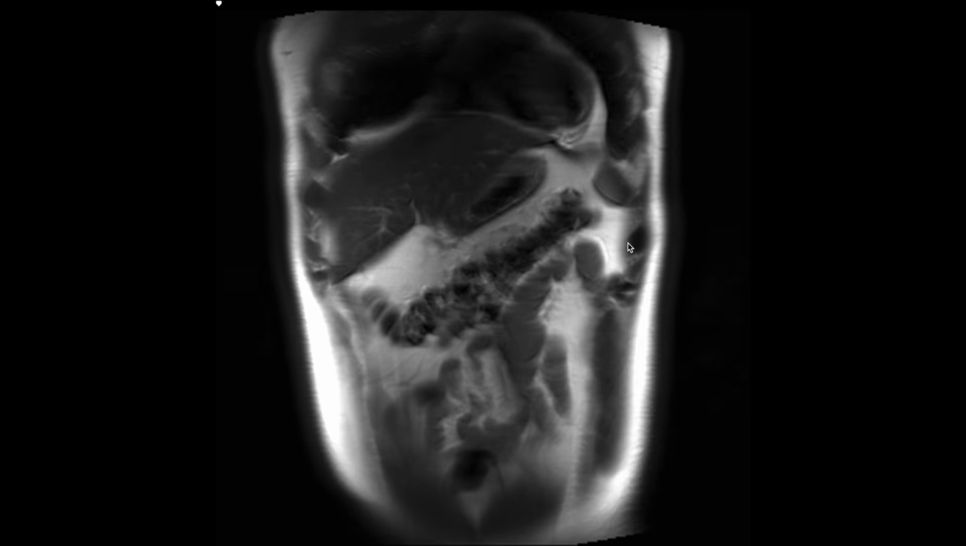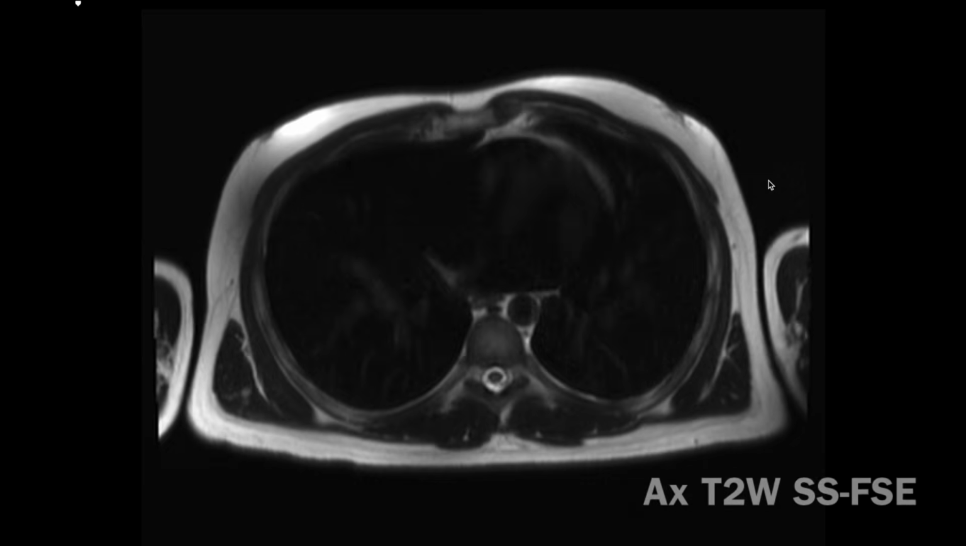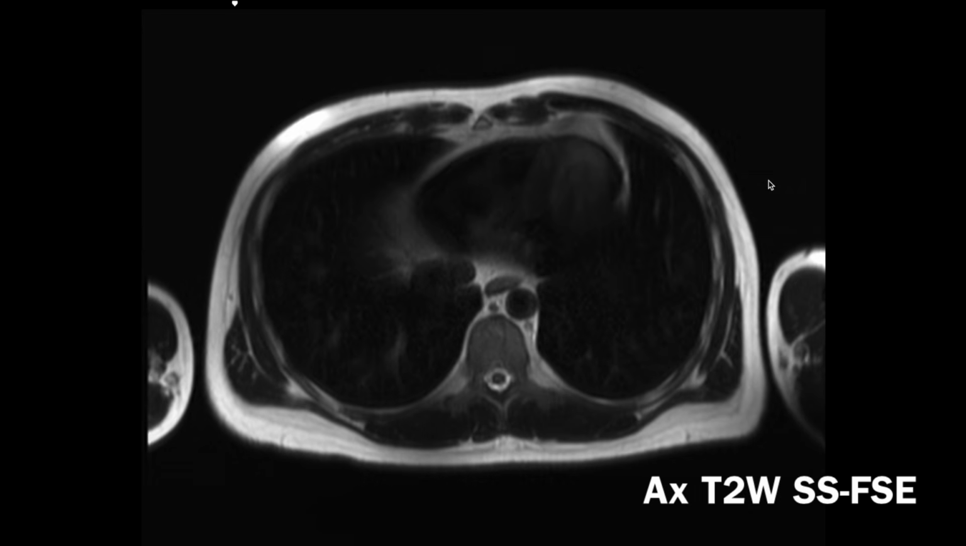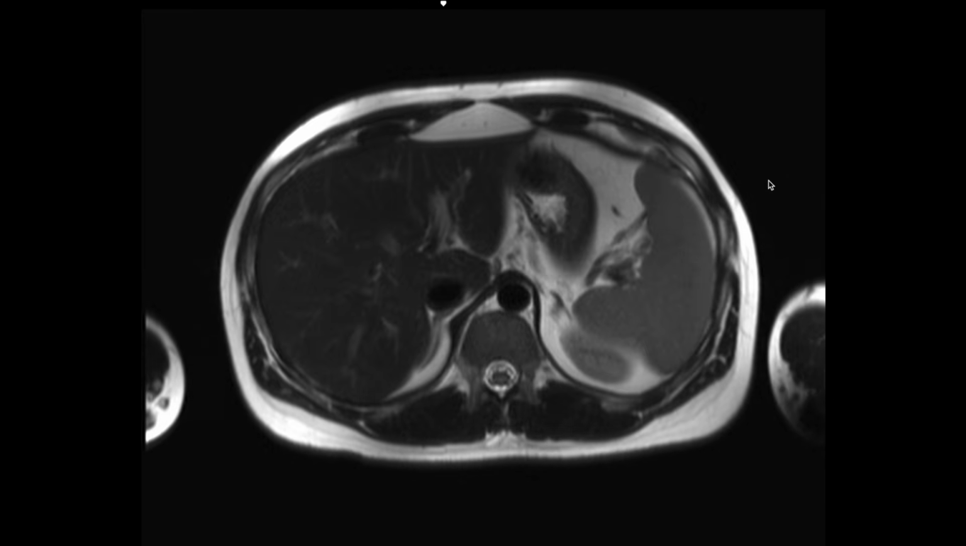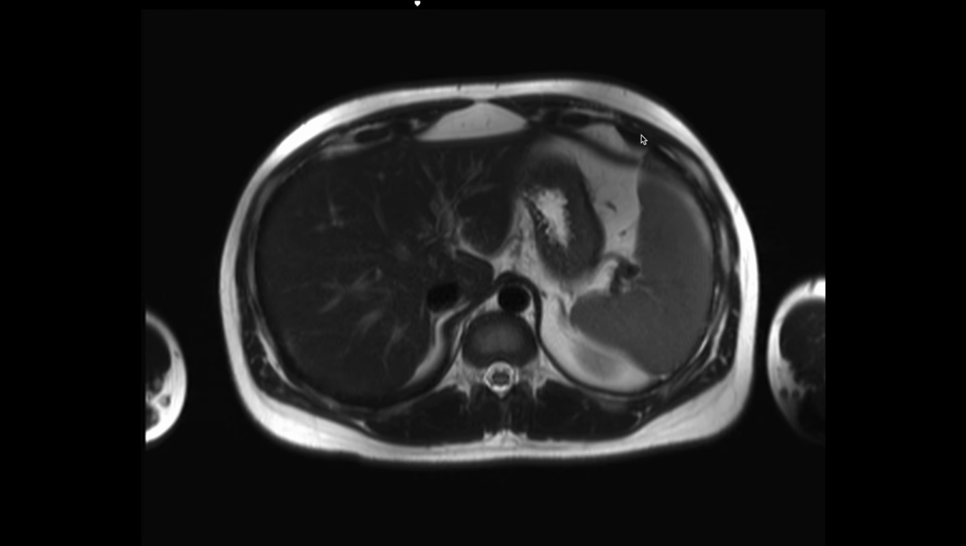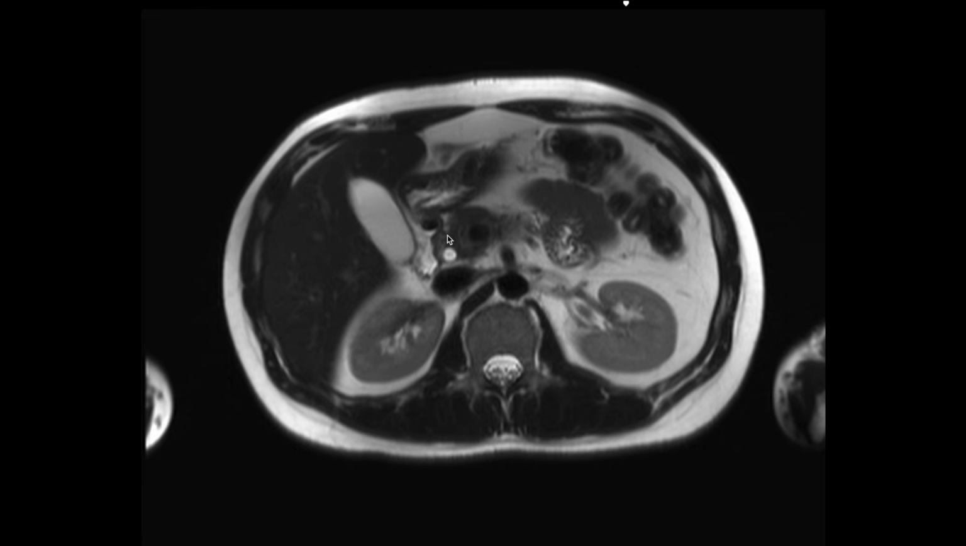There's some irregular jumps, for example. This here is the axial single shot fast spin echo, SSFSE or HASTE. So again, not fat saturated here. Large tissues like the liver, spleen. Liver is darker. Pancreas is relatively dark.